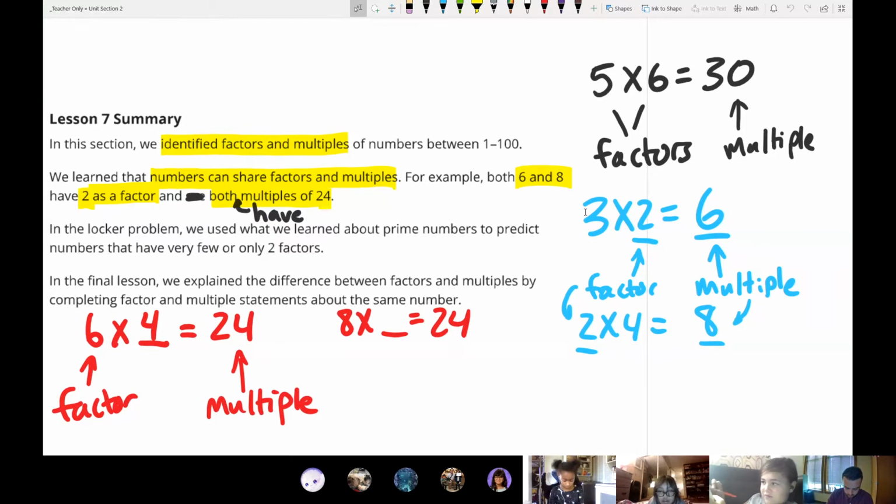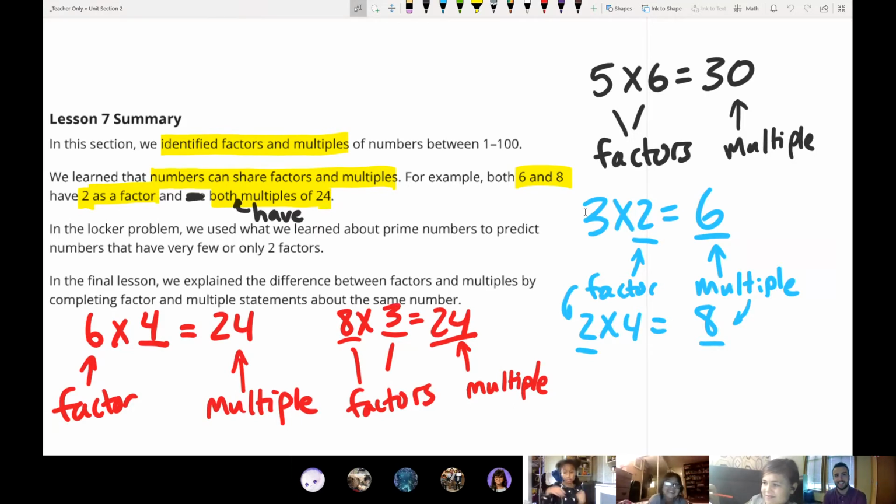Okay, so we have factors here. We have multiple here. How can I show that 24 is a multiple of 8? What do I need to multiply 8 by to get 24? 3. Yeah, the one I just showed you, right? On accident, out of habit. It's Monday morning for me too. So yes, 8 times 3 equals 24.